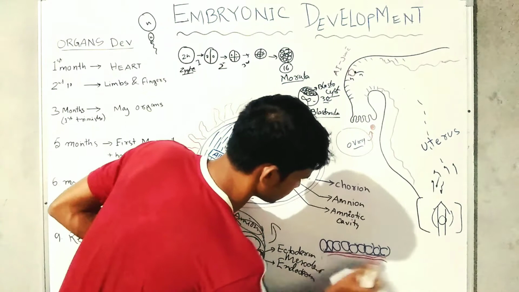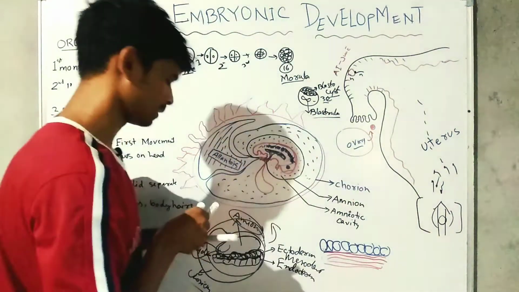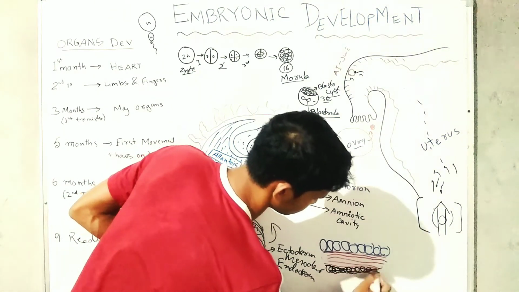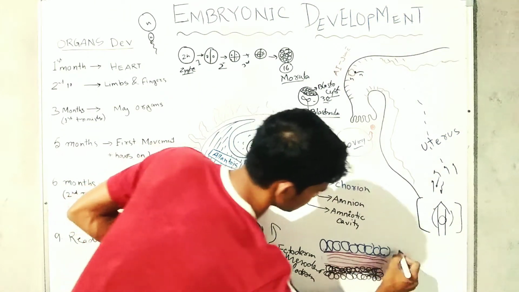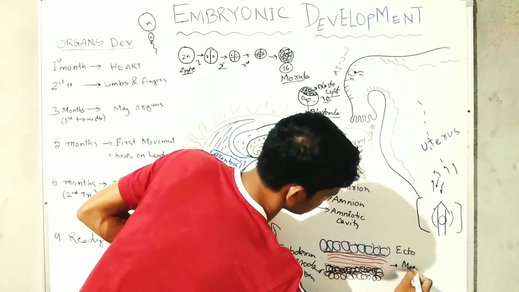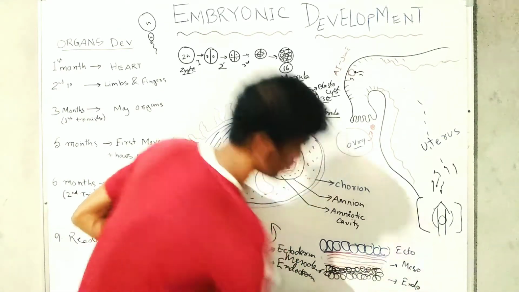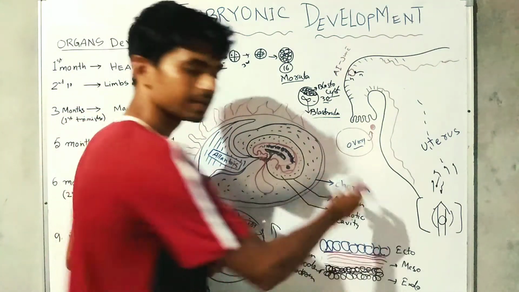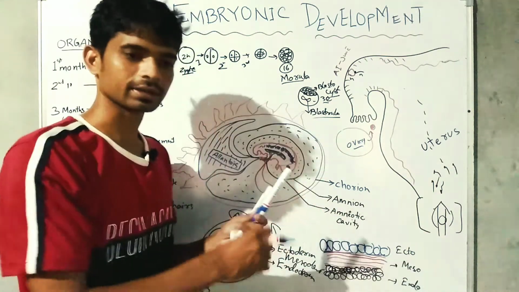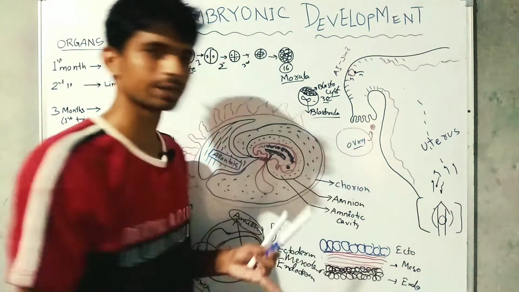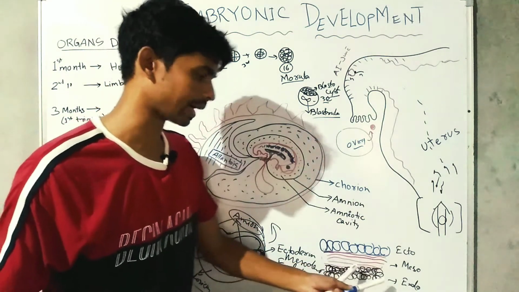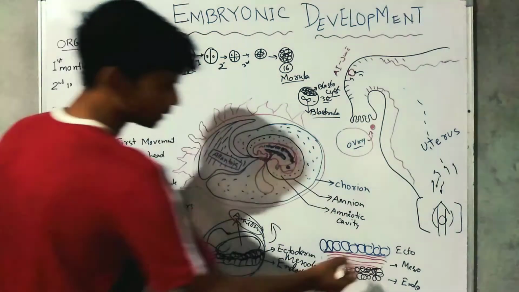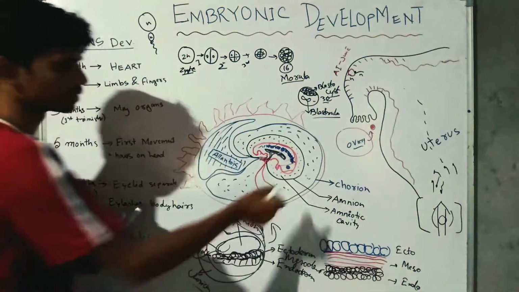This will be the mesoderm, and the outer layer will be the ectoderm. So here you have three layers: ecto, meso, endo. These three layers will form all the organs. Ectoderm will give the skin, our outer layer, hair, and some muscles. Mesoderm will give most of the muscles. Endoderm will give various organs, liver, kidneys, everything, brain. Mesoderm will also give the notochord.